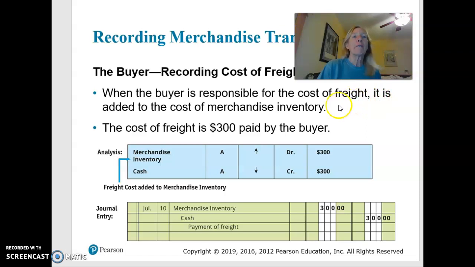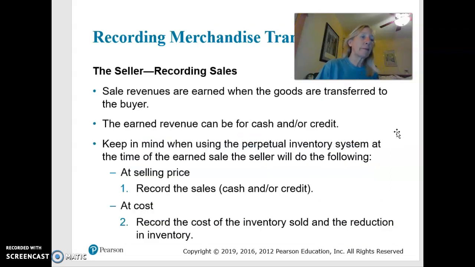So that cost of freight is added to the cost of merchandise inventory, which makes total sense because as a retailer, that is the thing that you have to sell. So you're including its freight costs in what it costs you to put it on the shelf. So merchandise inventory is $300, and in this case, they paid the freight with cash. They didn't pay it on account payable. It was just paid with cash. And remember, it says that it's paid by the buyer here, and that's usually how it's going to be in the homework too. So freight is going to increase the cost of merchandise inventory.